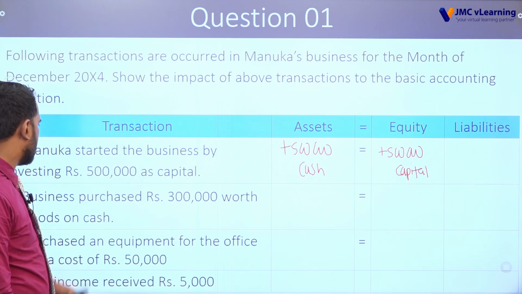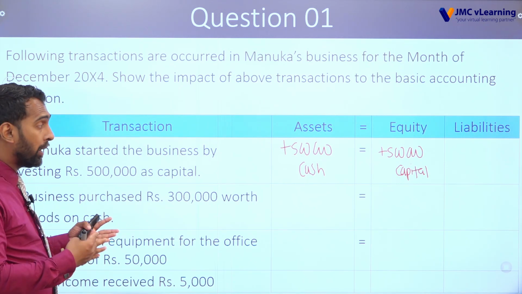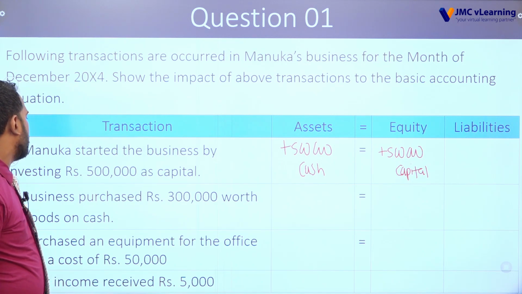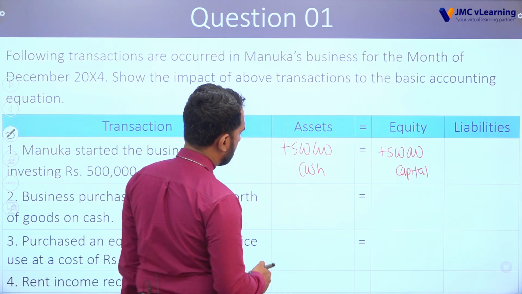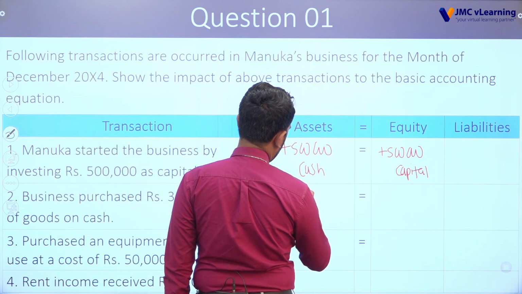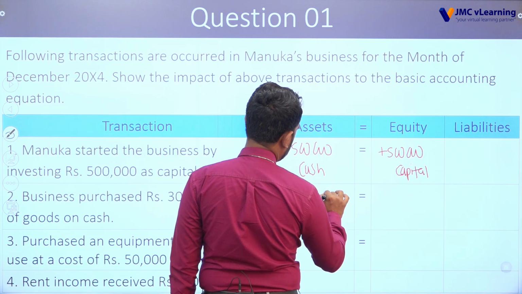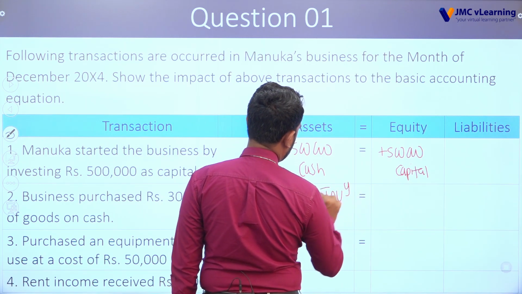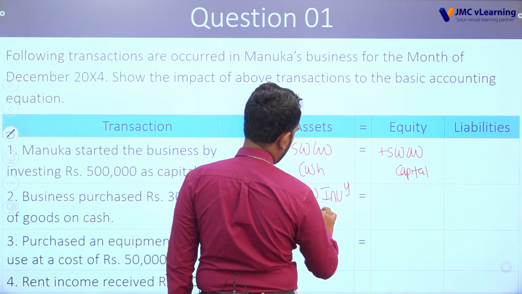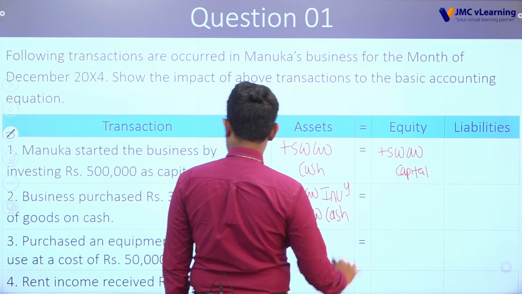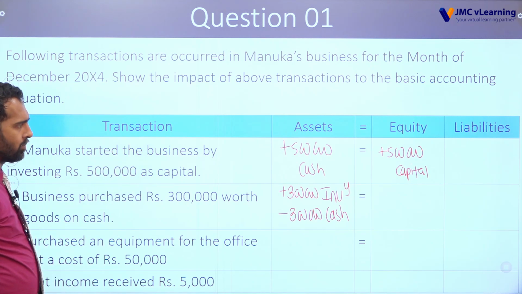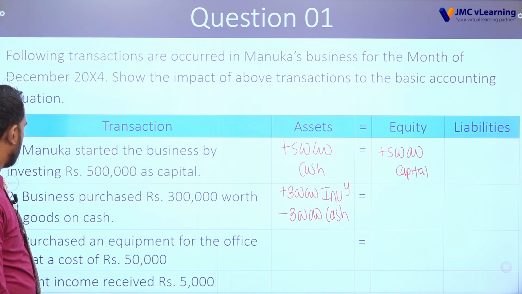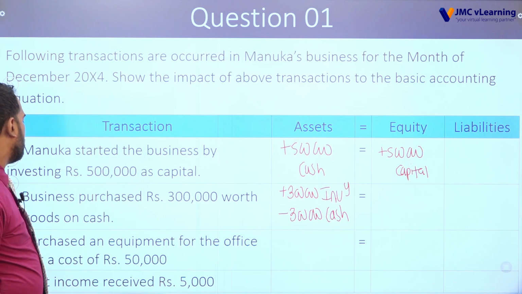Right. Second one. Now you can see that dual impact. Second one, the business purchased 300,000 worth of goods on cash. When you are purchasing items on cash, on one side your inventory will increase. On the other side, your cash will come down. Your equation remains the same, right? There's no impact.